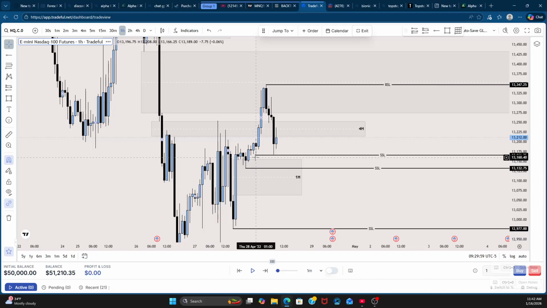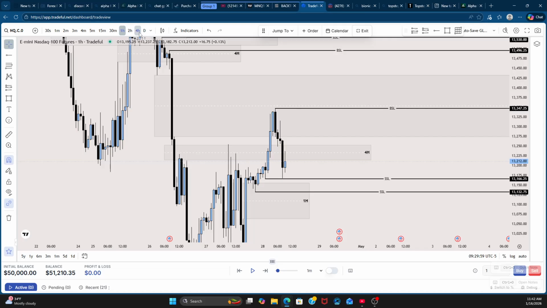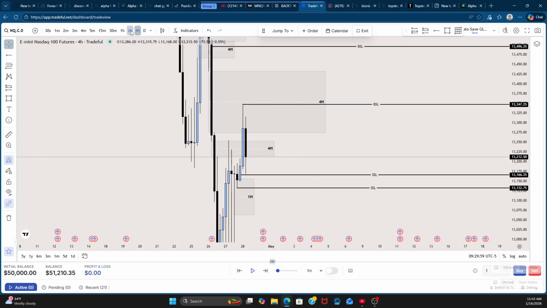So we left a relative equal low resting here that we did not sweep out. We're pushing higher. We're respecting this 1 hour. On the 4 hour, what do we see in the 4 hour? We're up into this 4 hour. I think we're going to push lower now.